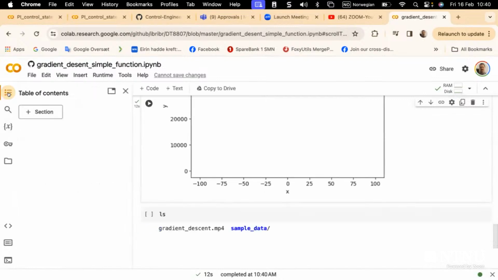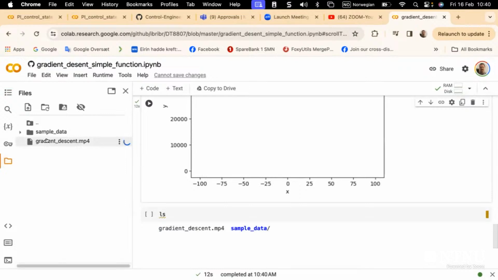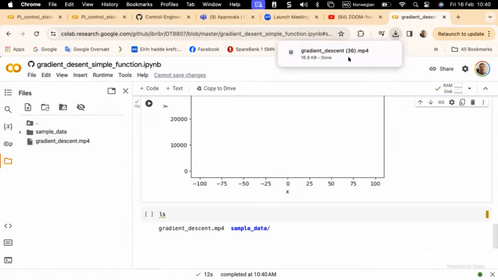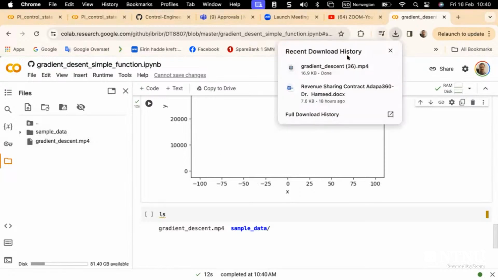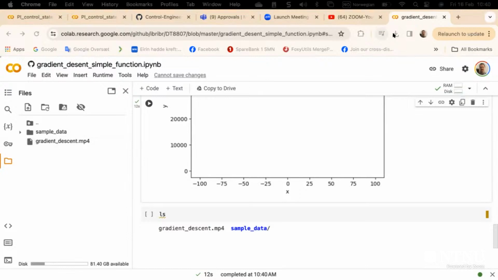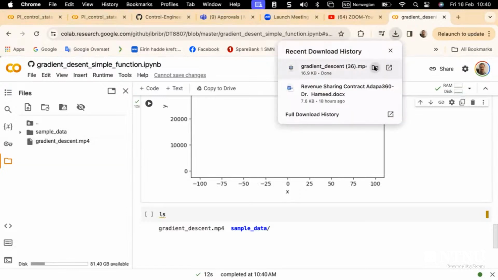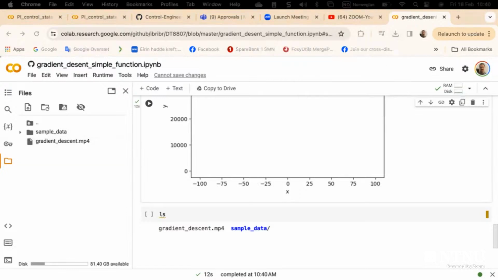Maybe I need to open it from here, I guess. Maybe this one. I'm getting it on my computer.